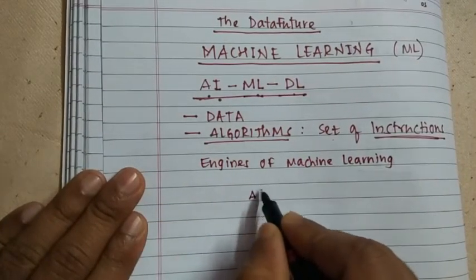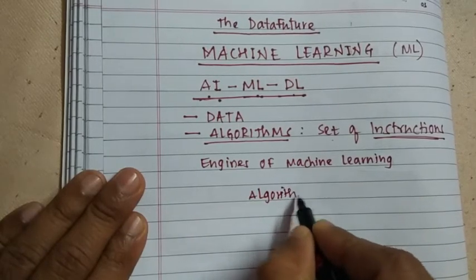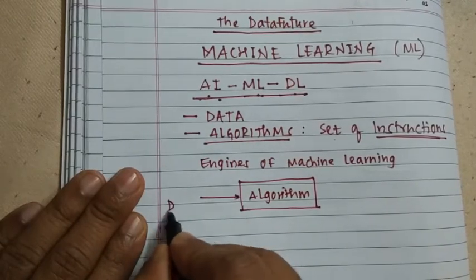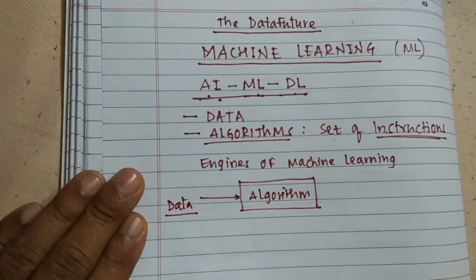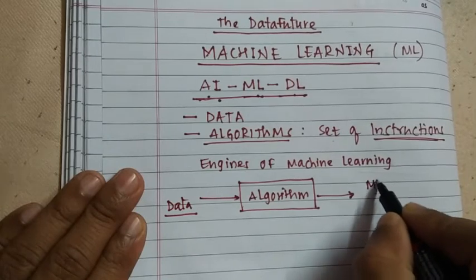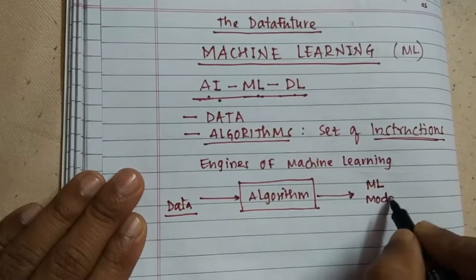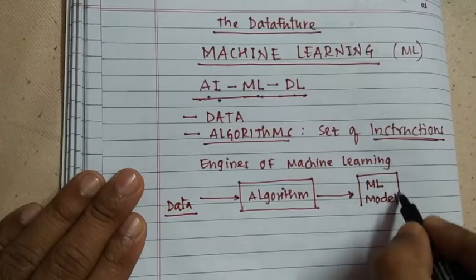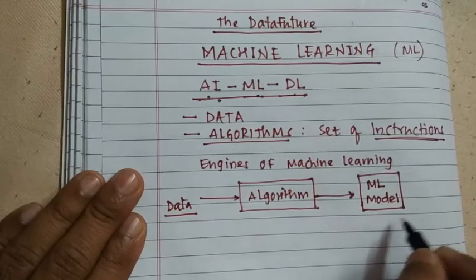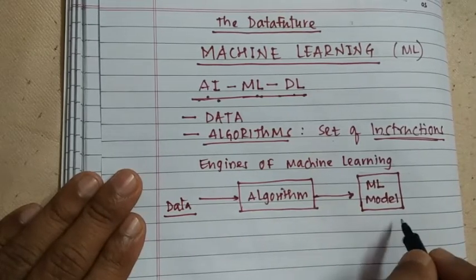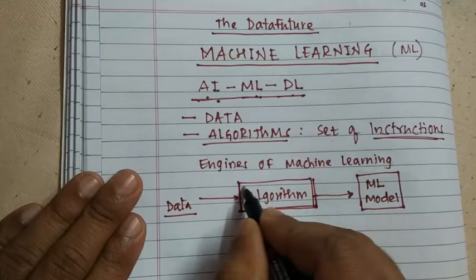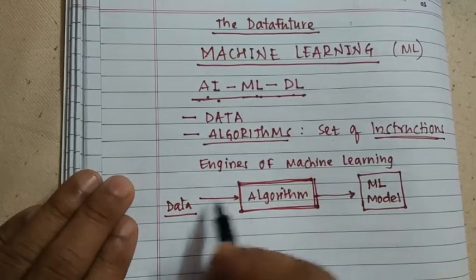So whenever you say algorithm, this algorithm converts data, which may be structured or unstructured, into a machine learning model. And this model helps us with prediction, classification, clustering, recognition, or analyzing the patterns. We will see that.